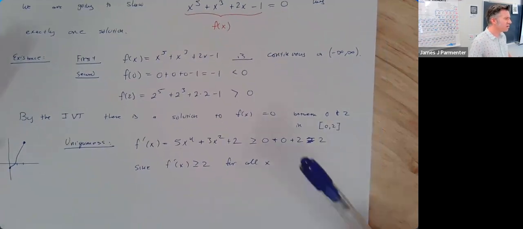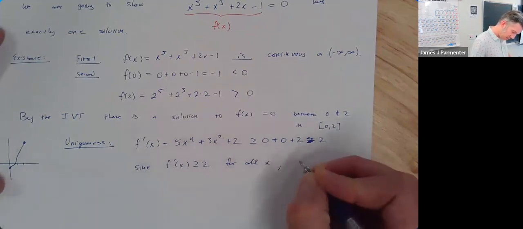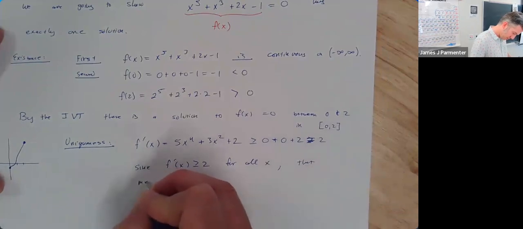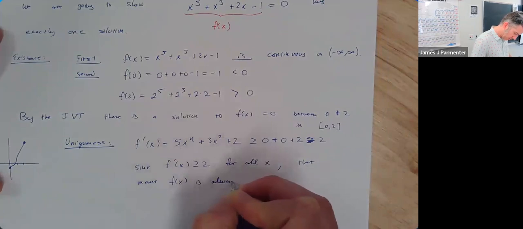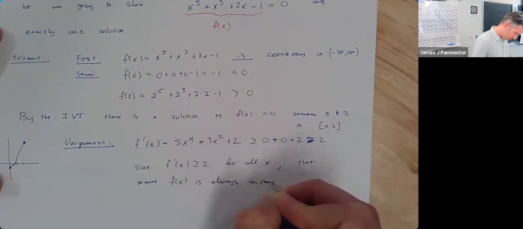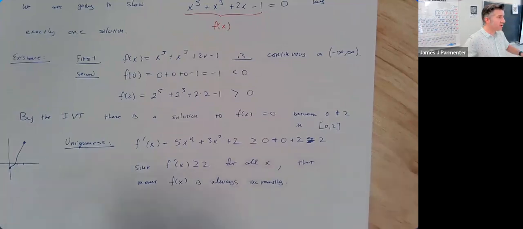The derivative is always positive. Right, or if the rate of change is always positive, it's always increasing. That means f of x is always increasing, which means there can only be one root. Because if you're always increasing, once you cross the x-axis, there's no going back. You can't turn around. Right?